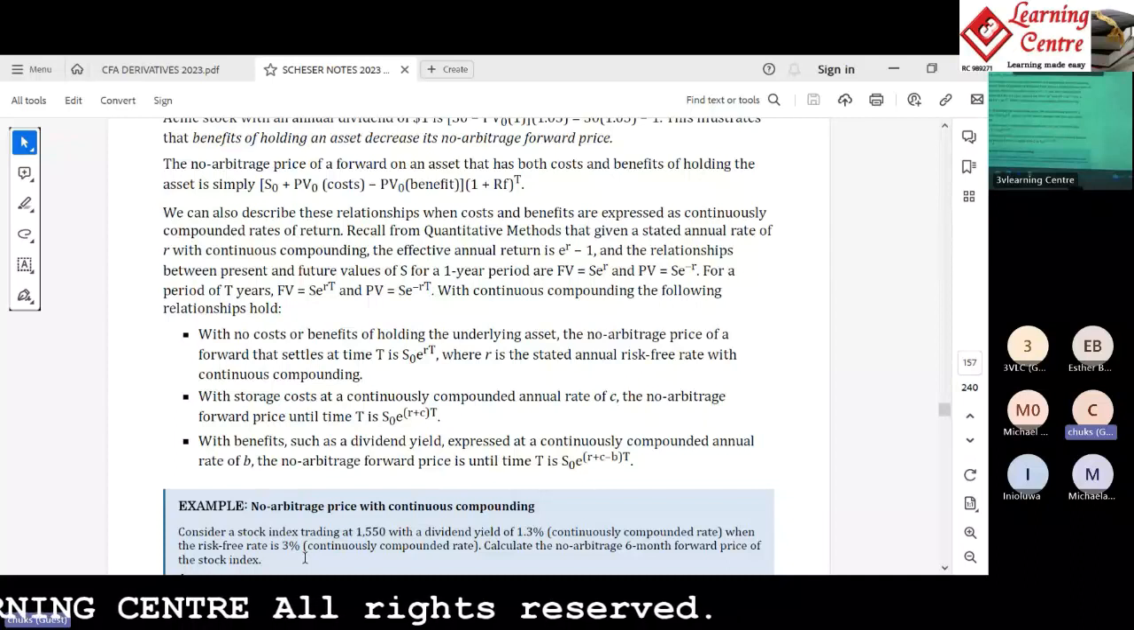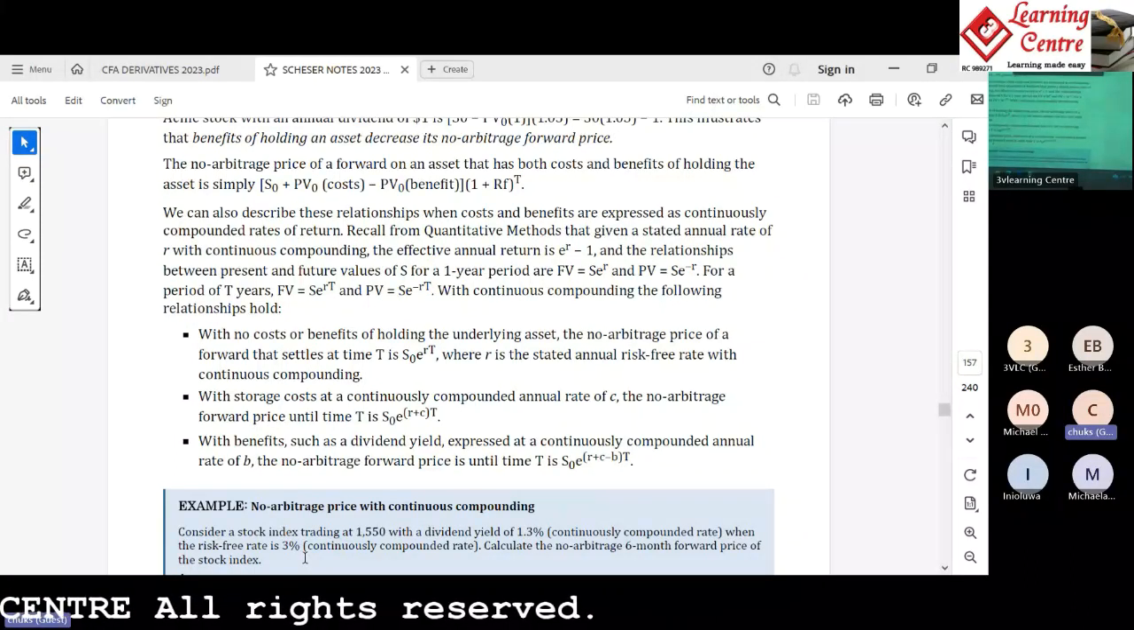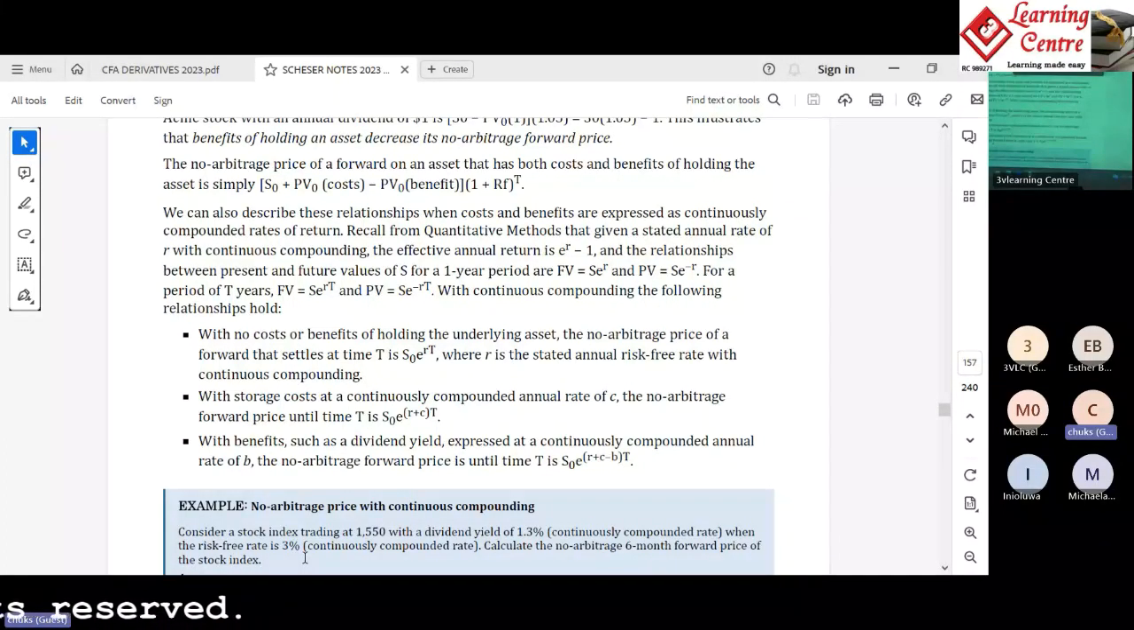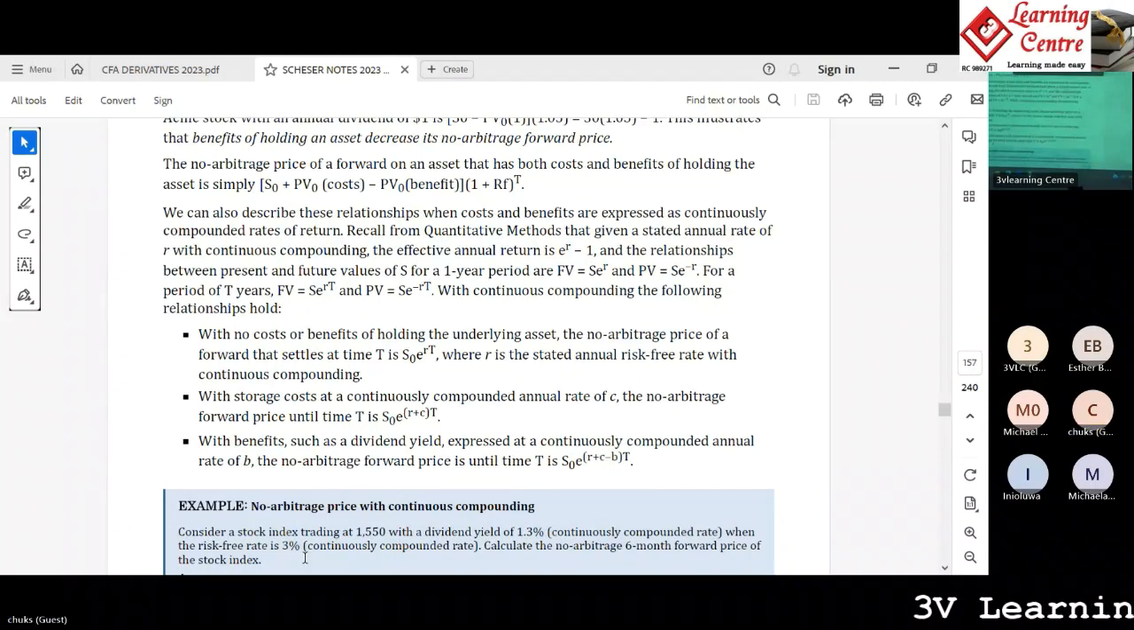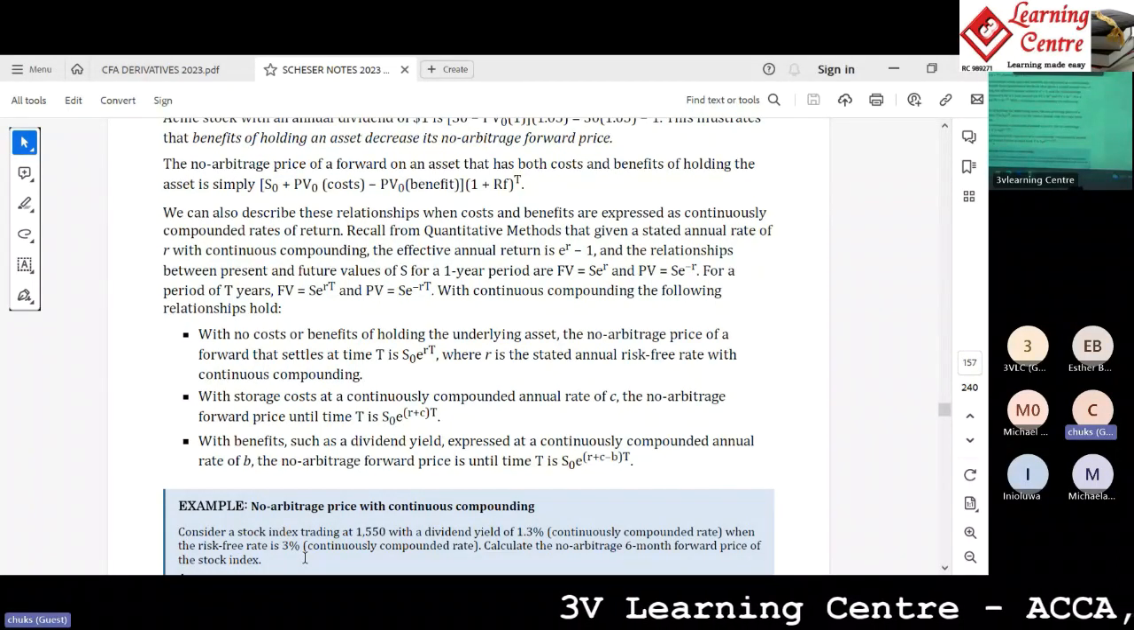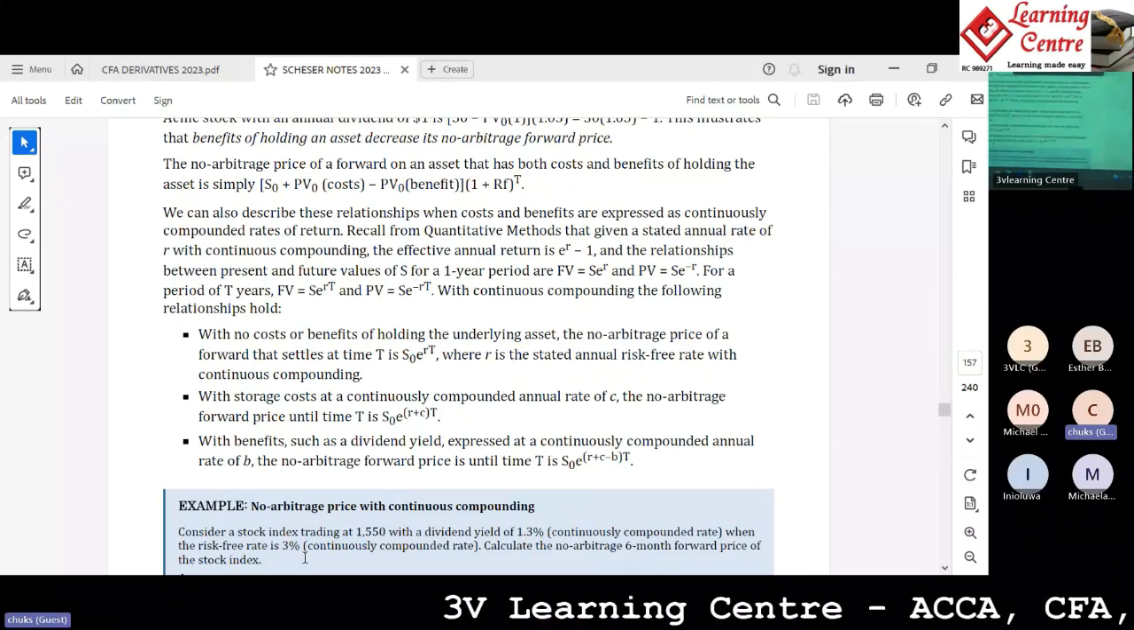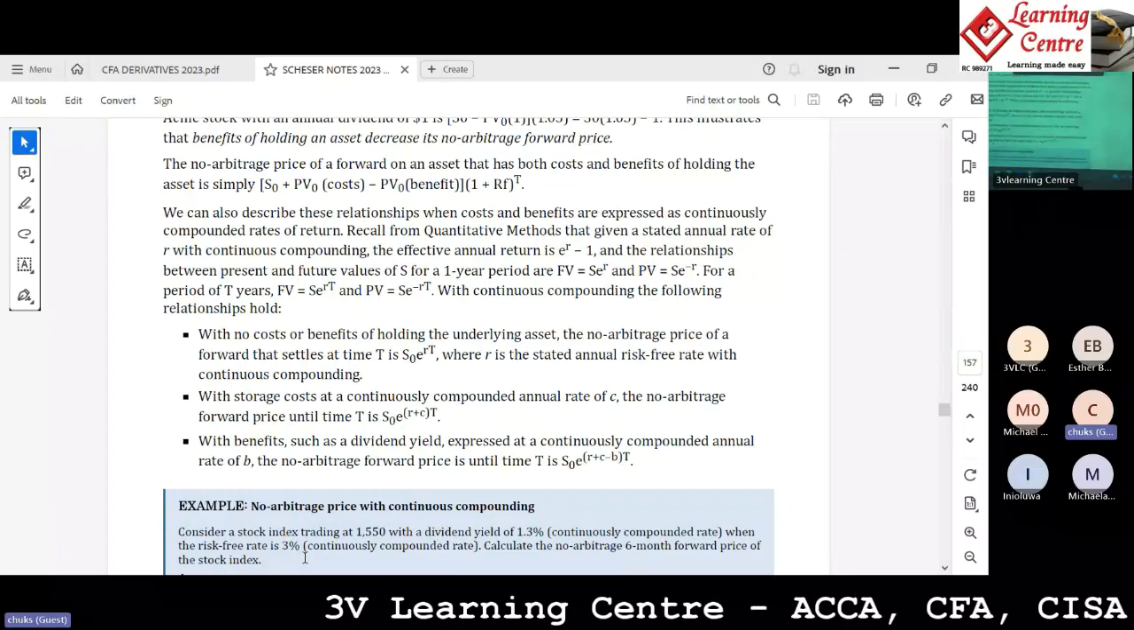Okay? So based on my calculation and your calculation, that's Esther and Amy, we got 1573, right? That is a situation of no cost and no benefits. That's the forward price with no cost and no benefits. So now this question says there is a benefit. A benefit which we have said is the dividend yield. And you have said that what happens to a benefit? We take it out.